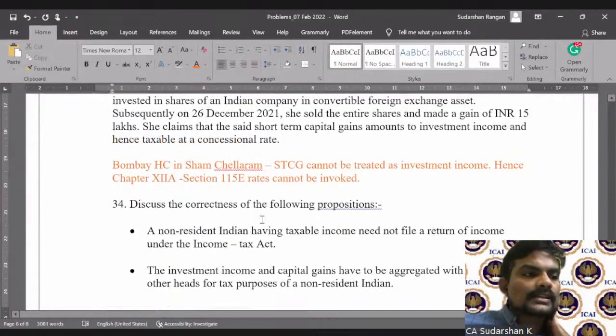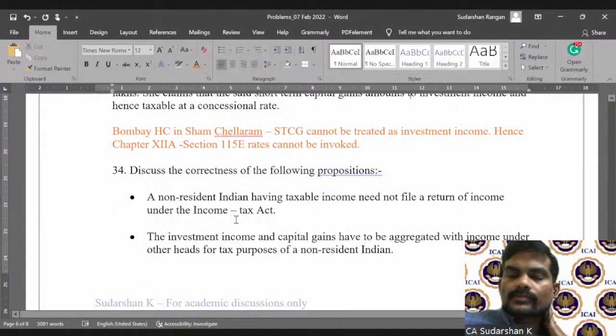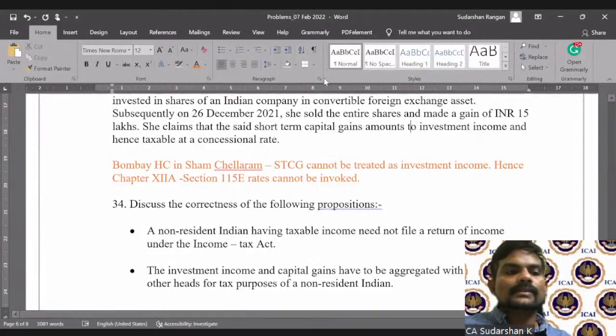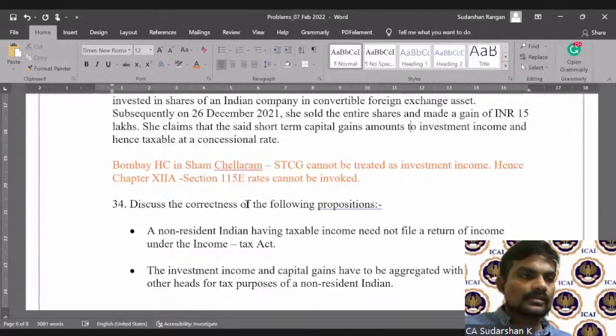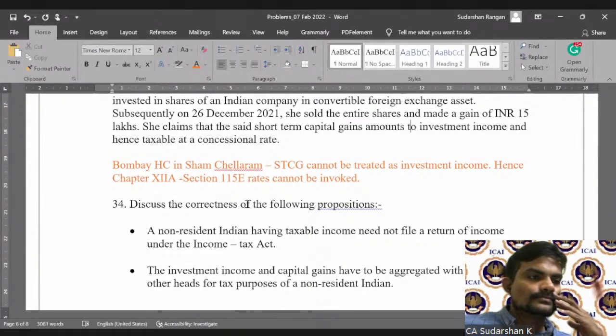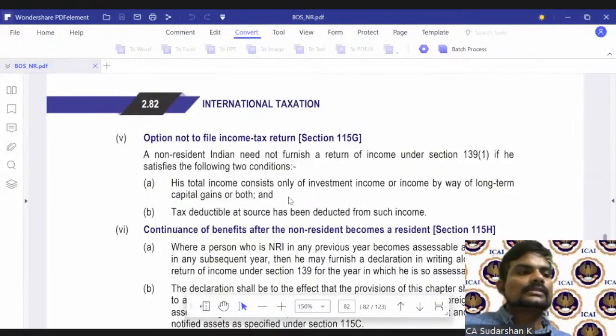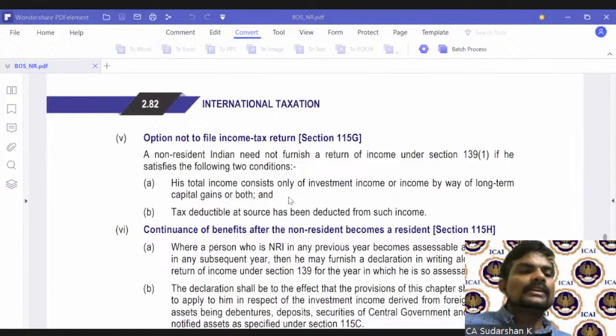Now, quickly on the last part, discuss the correctness of the following propositions. Just to wind up on whatever we've seen on Chapter 12A, a non-resident Indian having taxable income need not file a return of income under the Income Tax Act. Let me take you to the relevant portion. So the proposition says a non-resident Indian having taxable income need not file a return of income under the Income Tax Act. Is this a valid proposition?